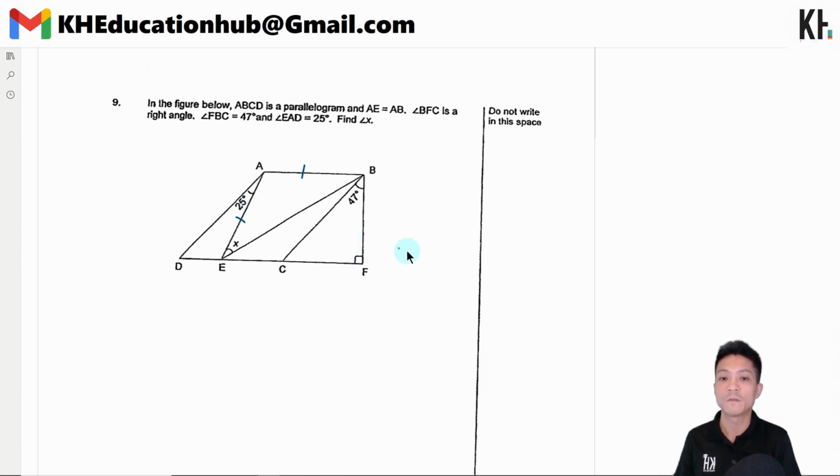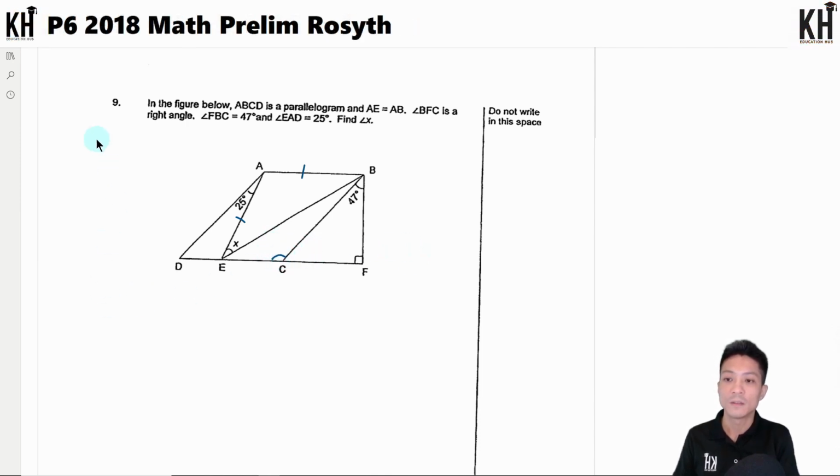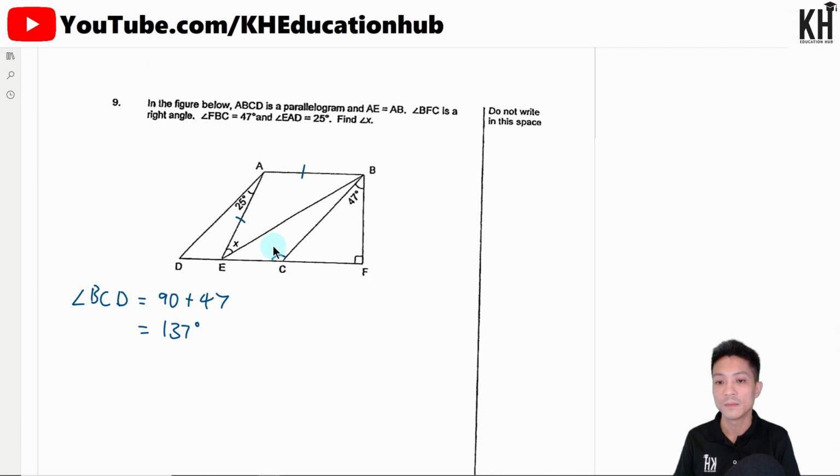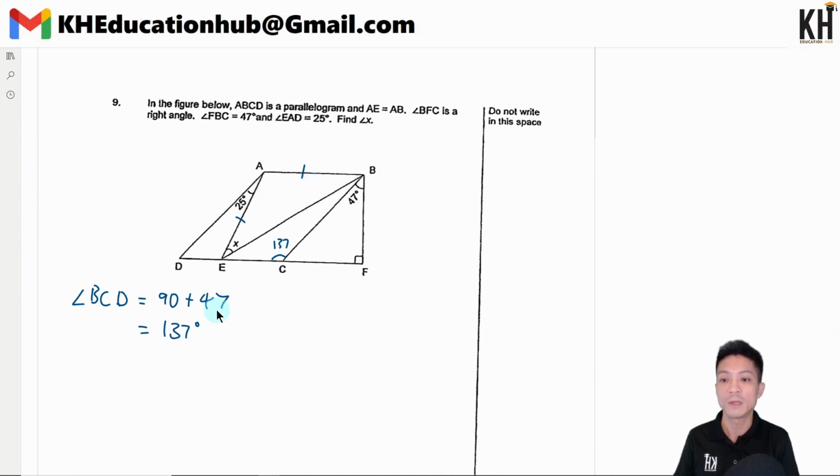Okay, so the first angle that I'm going to find is this one here. If you know the shortcut of the exterior angle of a triangle, angle BCD is actually equal to 90 plus 47, which is 137 degrees. So if this is 137, the opposite angle here is also 137, right? Because it is a parallelogram.